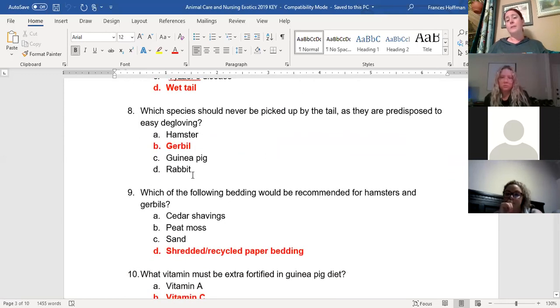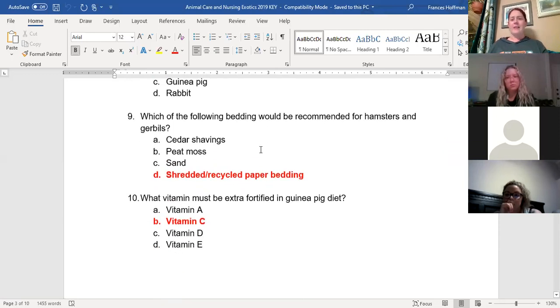Number 8, which species, if picked up by the tail, is predisposed to easy degloving? That's going to be the gerbil. Gerbils are not meant to be picked up by the tail. They have very delicate tissue that will just pop apart. It's awful. I swear that every person in veterinary medicine has some kind of traumatic gerbil or hamster story of some sort.